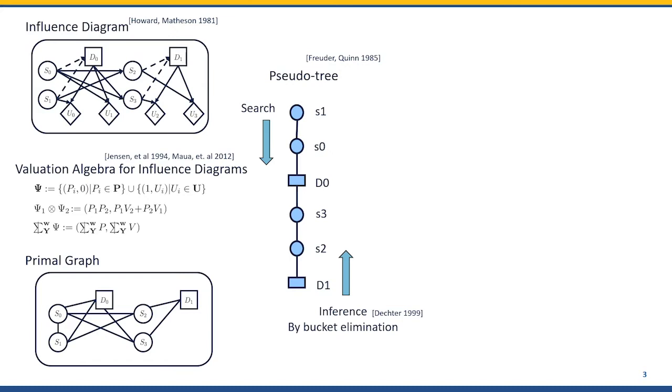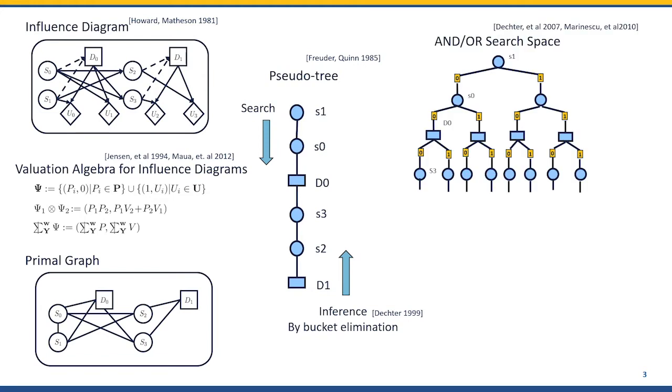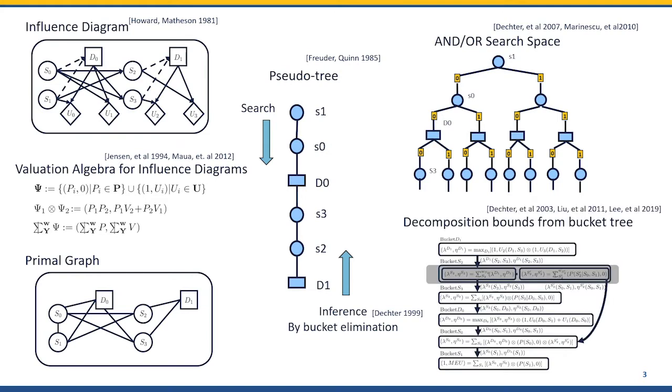From a primal graph, we can derive a pseudotree consistent with the constraint ordering. In this figure, the top-down order is consistent with the search ordering that can be instantiated as an AND/OR search space. And the bottom-up order is consistent with the inference that also instantiates exact variable elimination schemes or approximation schemes such as weighted minibucket bounds, providing the upper bound or admissible heuristics. The contribution of this work is to extend the existing AND/OR heuristic search framework for solving inference diagrams.